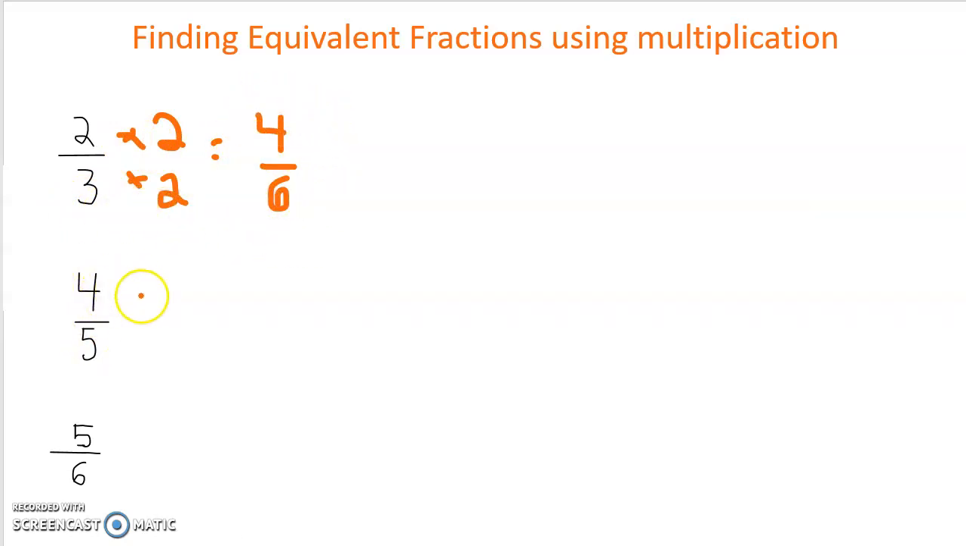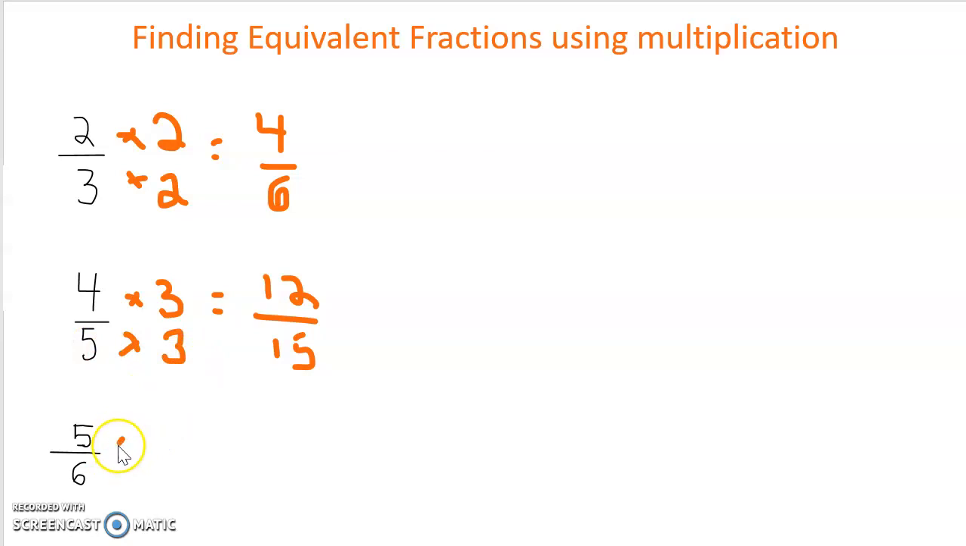So for 4/5, we're going to try 3. So 4/5 times 3, 4 times 3, and then we must multiply 5 times 3 as well, which will equal 4 times 3 equals 12, and then 5 times 3 equals 15. So 12/15 is equivalent to 4/5. So like I said, you do not have to use 2 or 3. You can use any number you want. Just make sure that you're multiplying the numerator by the same number and the denominator by the same number.